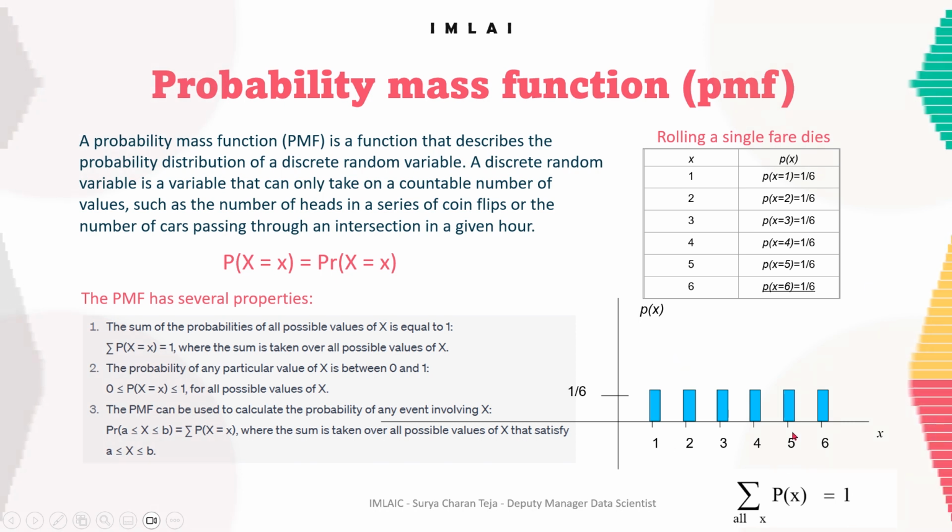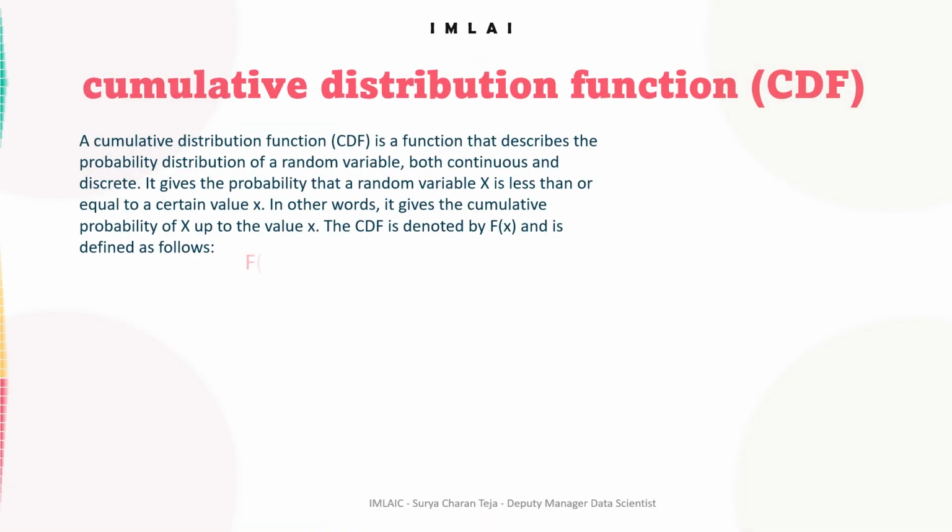And if you sum it all up, the probability is 1 by 6 plus 1 by 6 plus 1 by 6 plus 1 by 6 plus 1 by 6 plus 1 by 6. You'll get 6 by 6, and it's equal to 1. That's your probability mass function. Now let's use the same random experiment to draw the cumulative distribution function.